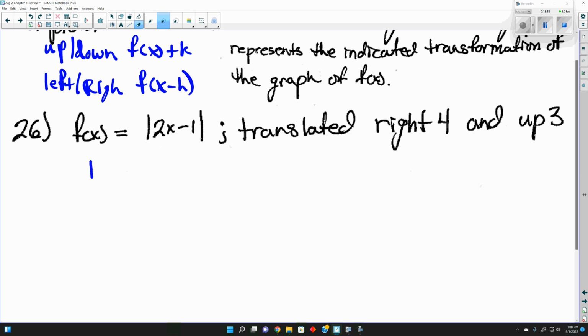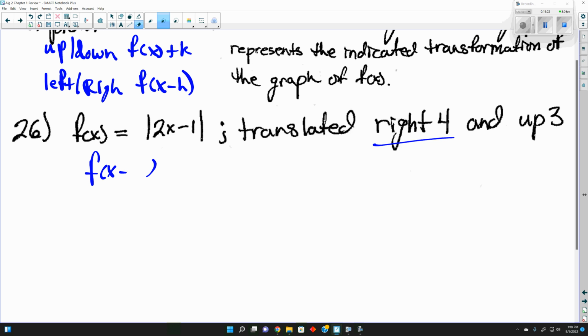Now, let's look at this first one here. So what is the first transformation that it says? Right 4. So left and right is our f of x minus h. So we'll have x minus, and we're going to put whatever value in for h that we're applying. So it's going to be 4. The f of x is the absolute value of 2x minus 1. So our first translation is right 4.